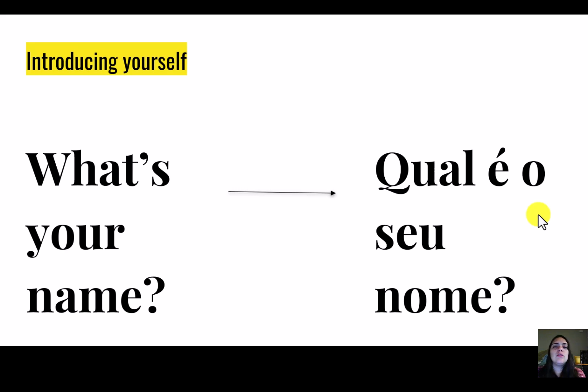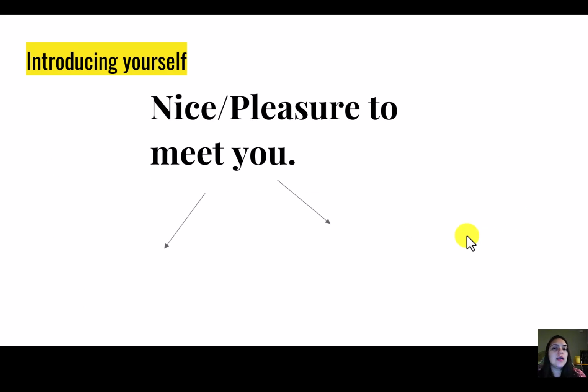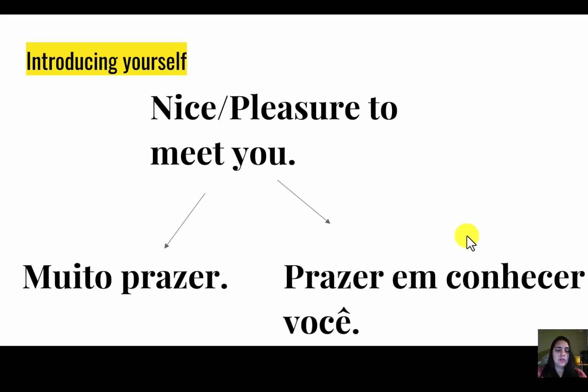All right, so now you know each other's names. Everybody introduced themselves, and you want to say nice to meet you or pleasure to meet you. To do that, I'm going to show you two versions. So I'm going to show you the short version, which is "muito prazer", or "prazer em conhecer você". So these two versions say the exact same thing. Nice to meet you. The difference is just one is going to be more informal.